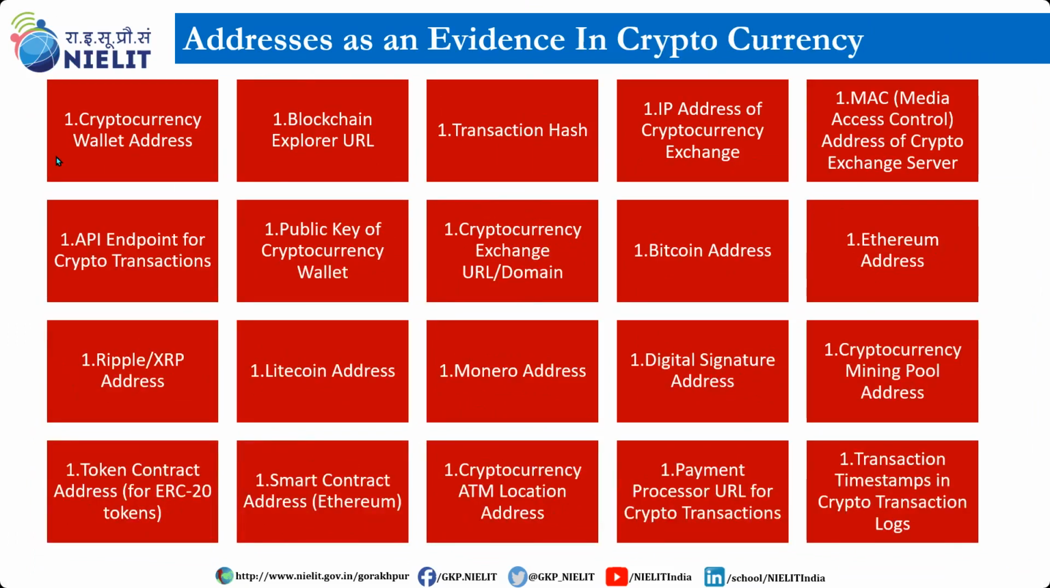Cryptocurrency has information like wallet address, blockchain URL, transaction hash, IP address of the cryptocurrency exchange, MAC address, API endpoint for the cryptocurrency transaction, public key of the cryptocurrency wallet, cryptocurrency exchange URL, Bitcoin address. So there can be different methods, different addresses, different parameters that can be treated as evidence in the cryptocurrency world also.